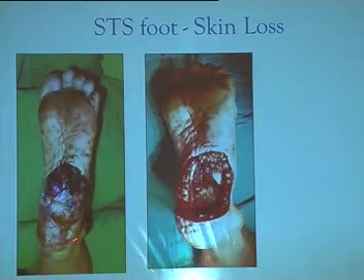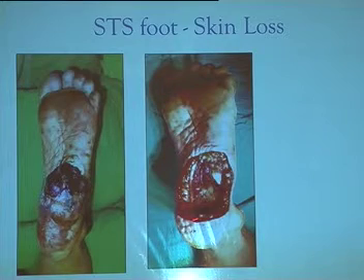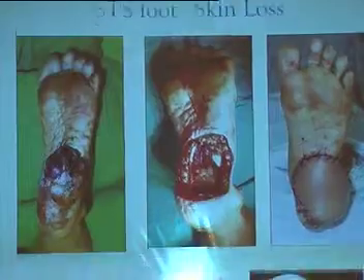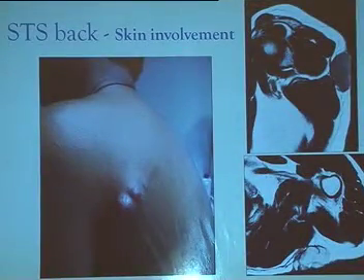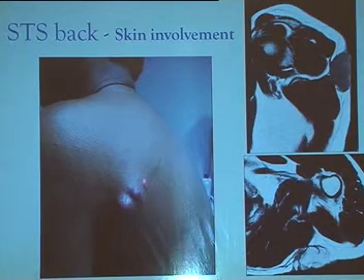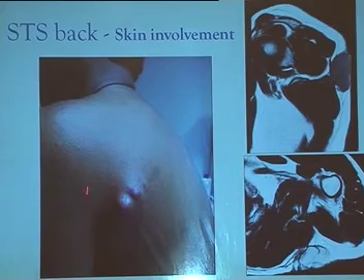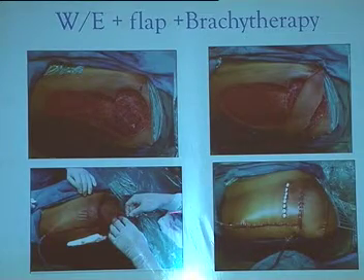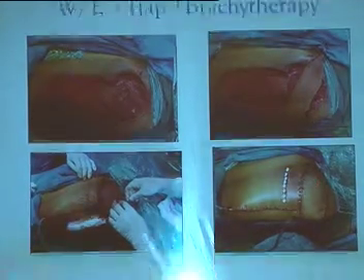This is one example of soft tissue sarcoma of the heel. This is the picture after excision, which required a reverse sural flap for reconstruction. Another example is a soft tissue sarcoma of the back. As you can see, it's a superficial lesion involving the skin, and you can see the scar going right up to there, up and down. So all these scars have to be excised during the surgery, and this patient required a pedicle flap, and at the same time we have done brachytherapy along with the flap.